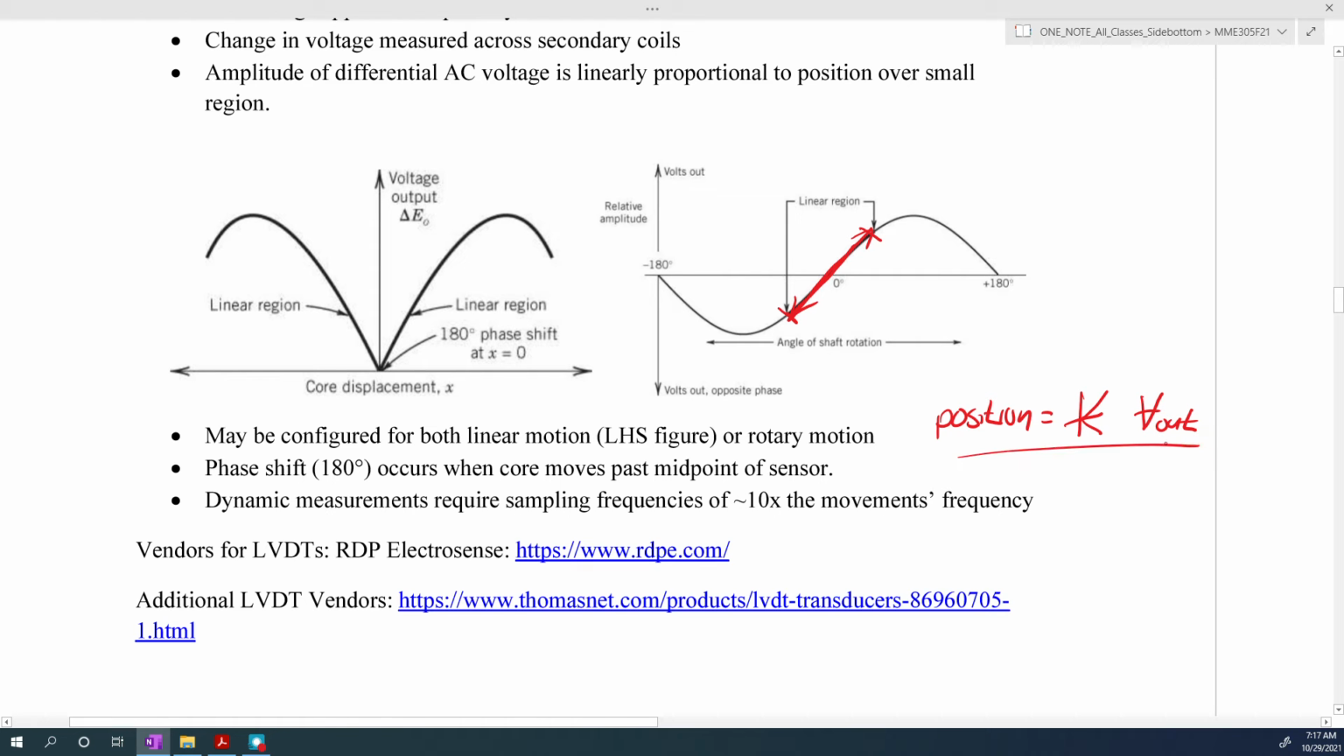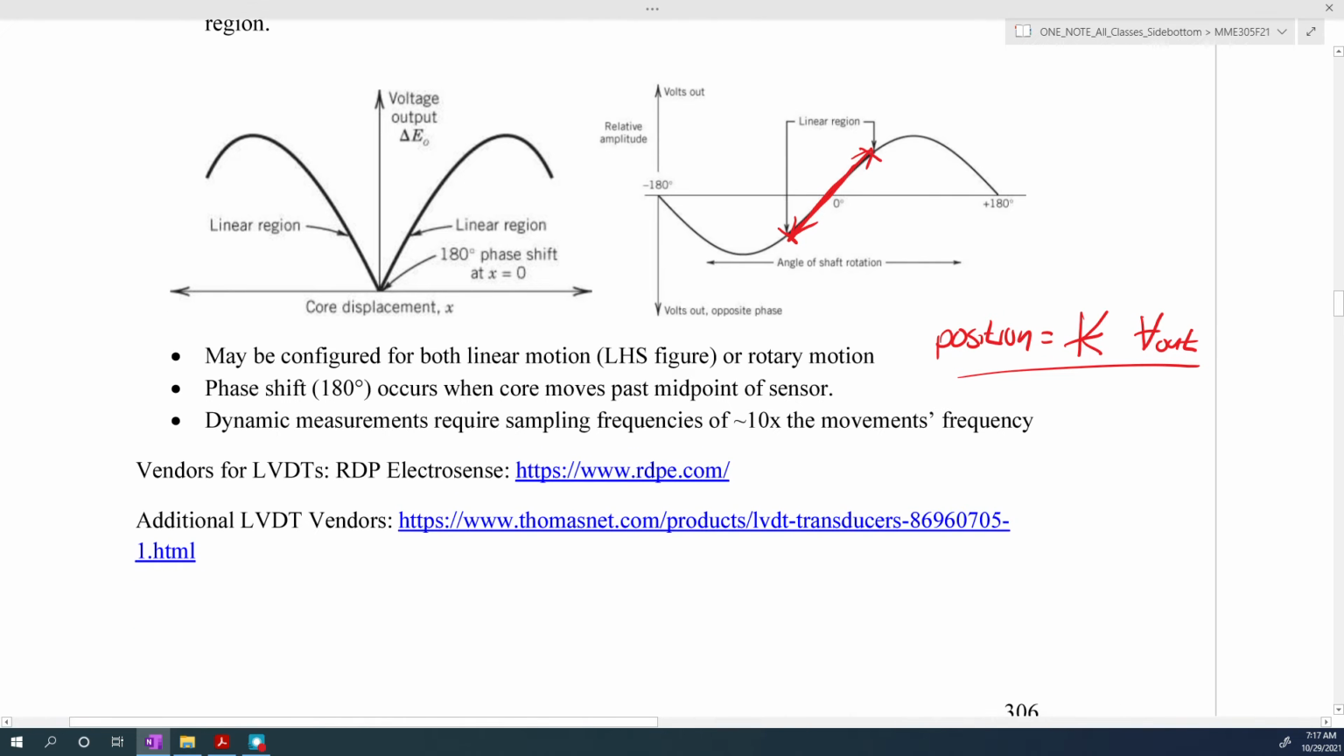One common vendor for LVDTs is RDP ElectroSense. You can look at their website here. For additional vendors, you can look up a list of vendors on ThomasNet.